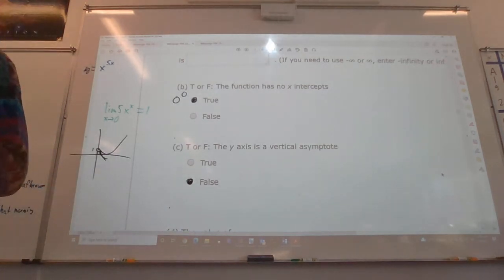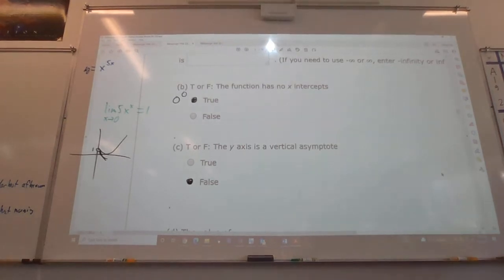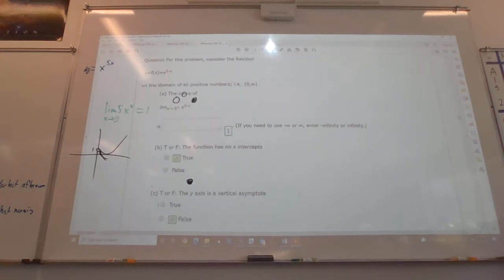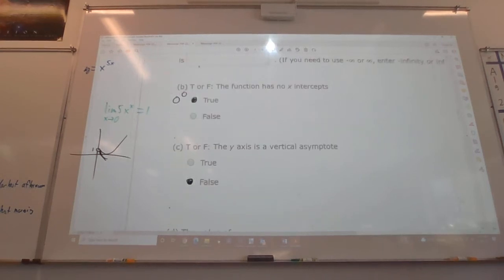I'll check to make sure. Actually, yeah, asymptotes go to infinity, so that's going to be the answer here. Yep, see, they do the same thing. They say false. Okay, we're good so far. X equals 1. Okay, we're on the right track here.